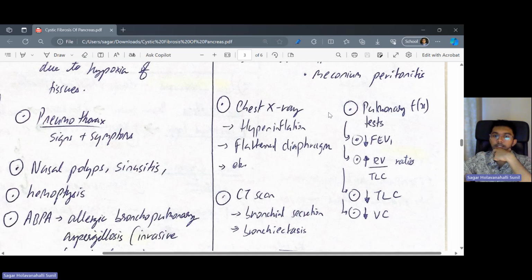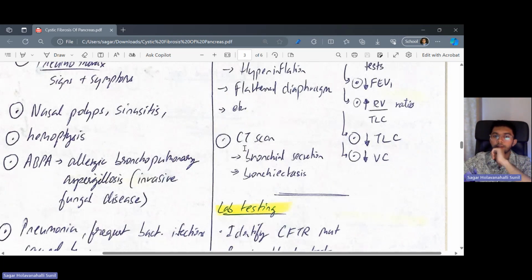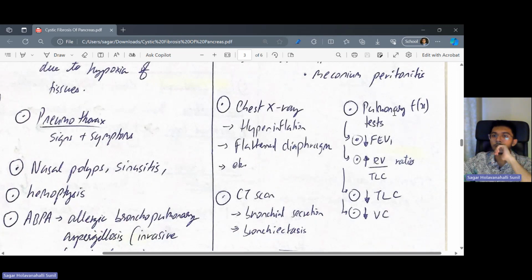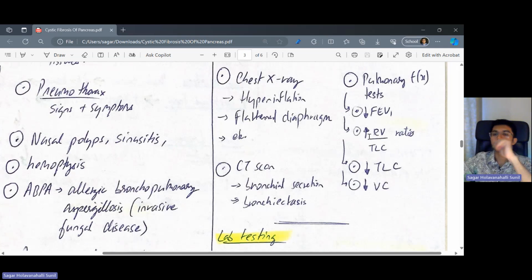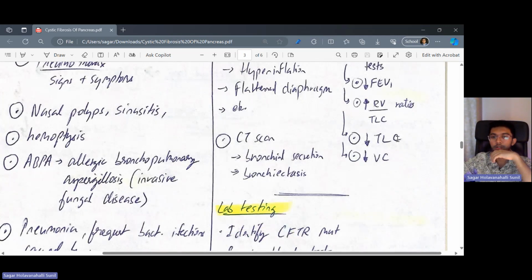Then we can perform chest X-rays and CT scans, which are diagnostic methods. Usually you can see hyperinflation, flattened diaphragm because of hyperinflation. And in CT scan, you can see all the bronchial secretions and bronchiectasis. Bronchiectasis, you can see it very well. Then pulmonary tests, you can see a decreased forced expiratory volume, increased residual volume because air can enter but cannot escape, and even the ability of the patient to expire forcefully will decrease. Total lung capacity decreases because of the deposition of mucus, and in essence, vital capacity also decreases.